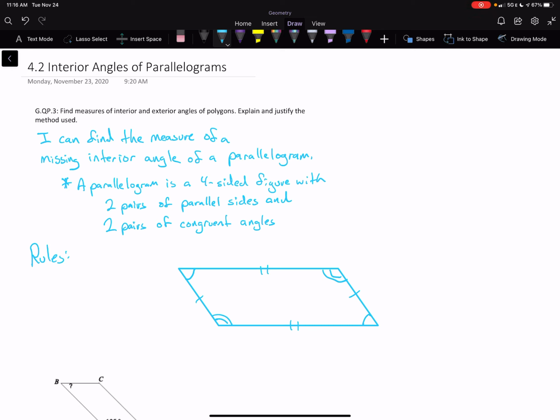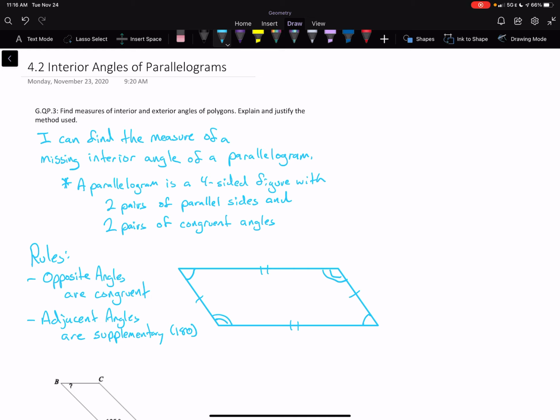So we have two rules to follow. Opposite angles are congruent. Okay, that's number one. And the other one is adjacent angles, and those are supplementary, which by the way means 180 degrees.